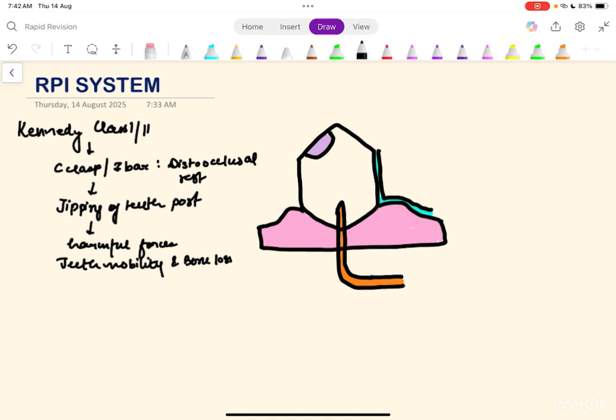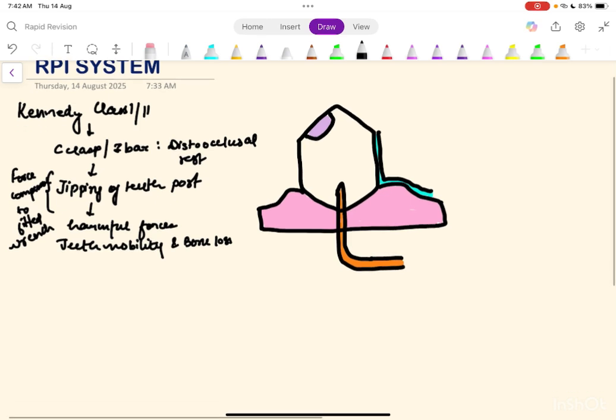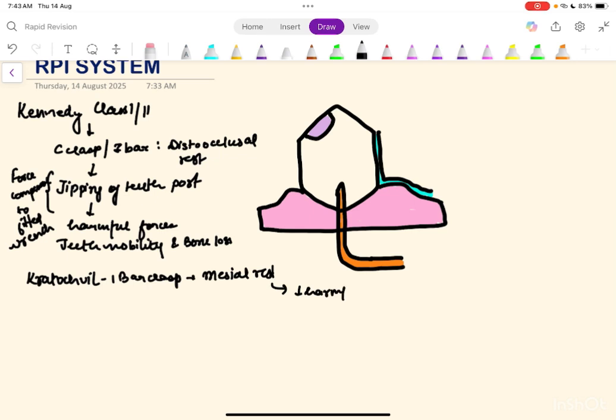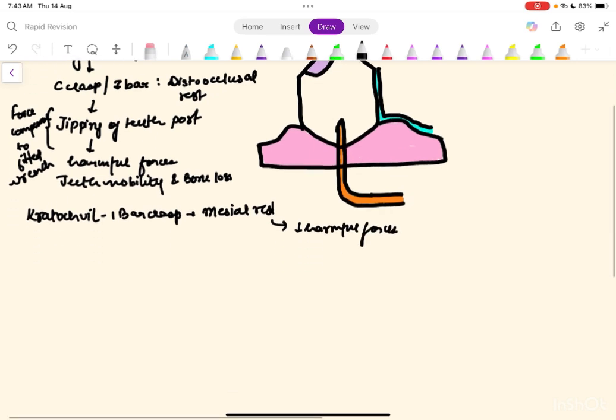Now this force is comparable to a fitted wrench, that much force if you give a distal rest. Now what happened was the person Kratochvil came up with the I-bar clasp. He said basically using a mesial rest will help to decrease the harmful forces. So the RPI system is given by Kroll in 1973, which utilizes a modified I-bar system.